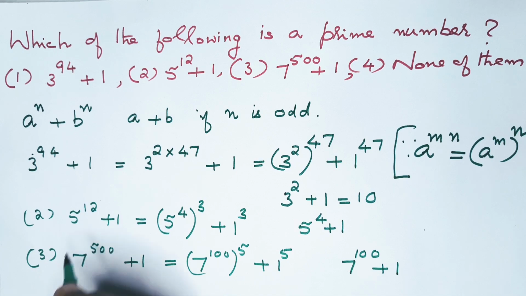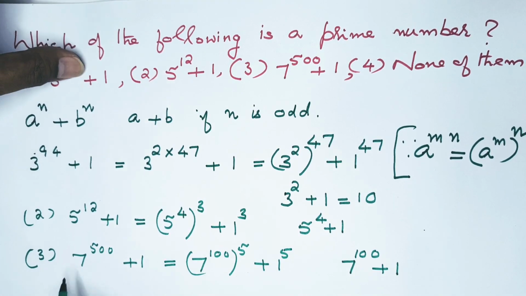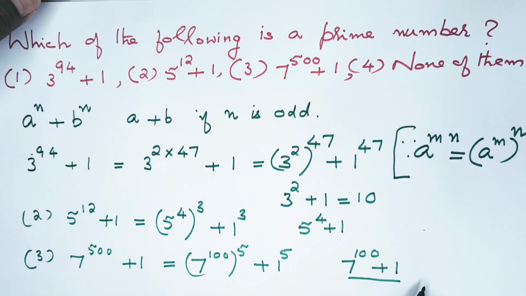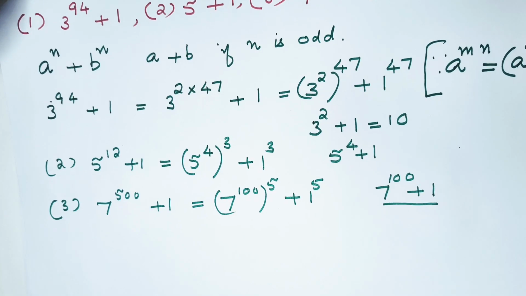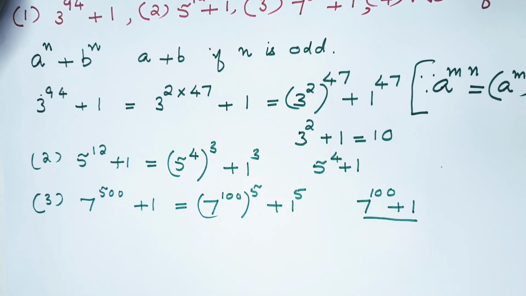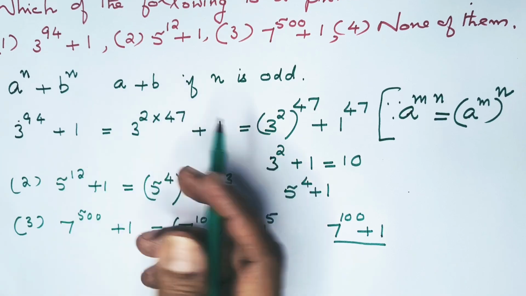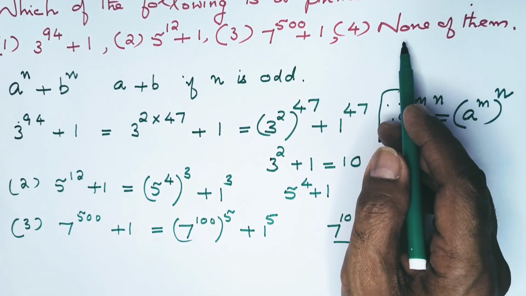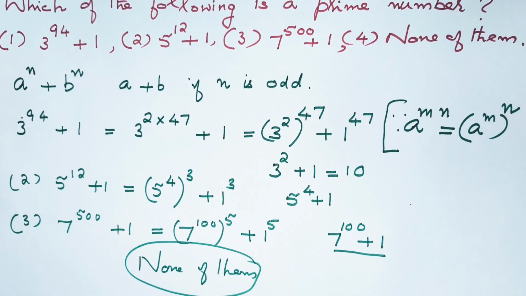And the third one also is not a prime because of that number being divisible by this number. So what is the final observation? None of the numbers given in the question is a prime number. So we conclude that the last choice, none of them, is the correct choice.